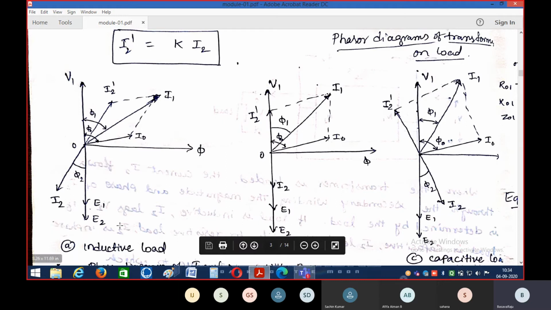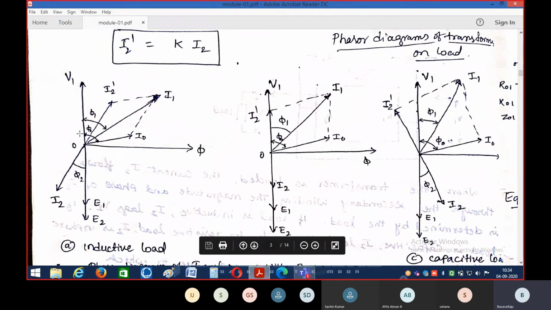Because in the case of inductive load, the current lags behind the voltage. In the case of resistive load, the current is in phase with the voltage. And in the case of capacitive load, the current leads the voltage. So for the three different types of loading we place on the transformer, we are going to get three different vector diagrams. Now let us discuss the phasor diagram for the three loading conditions. This is the vector diagram during the inductive load, this is during the resistive load, and this is during the capacitive load.